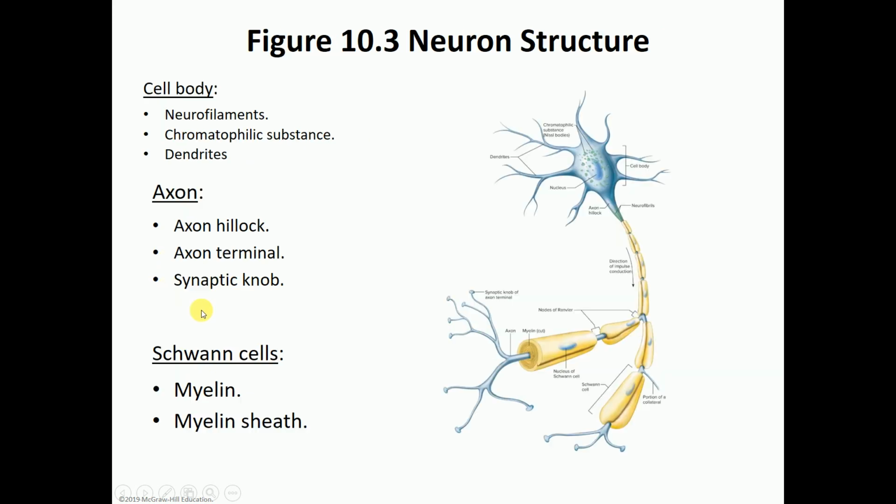So we'll take a look at this picture right here. Okay, so this right here is the cell body. You can see here the nucleus. You can see the Nissl bodies. Okay, and you can see the cytoplasm, obviously.